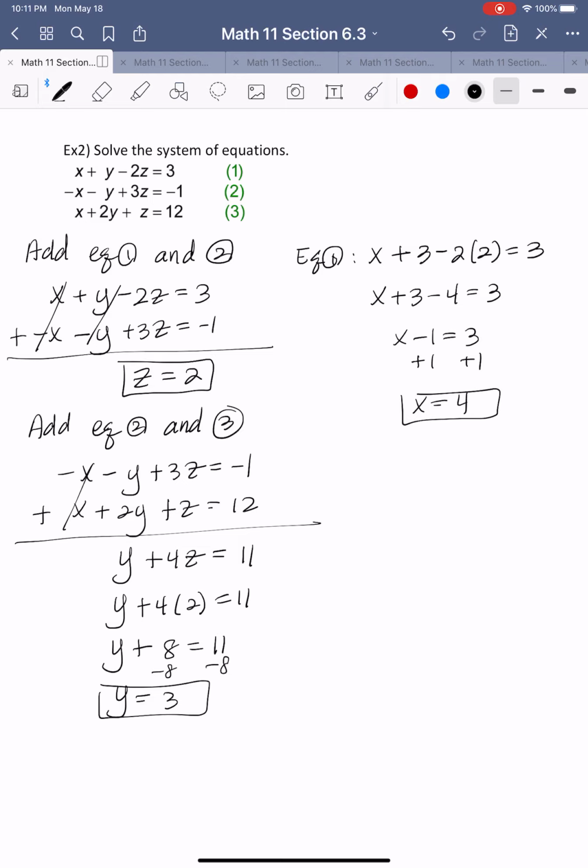So now you need to put the ordered triple, x, y, and z. Alright, so this is the solution. Now what you do is plug back into the equations to make sure that this is the solution. Okay. Alright, next example.